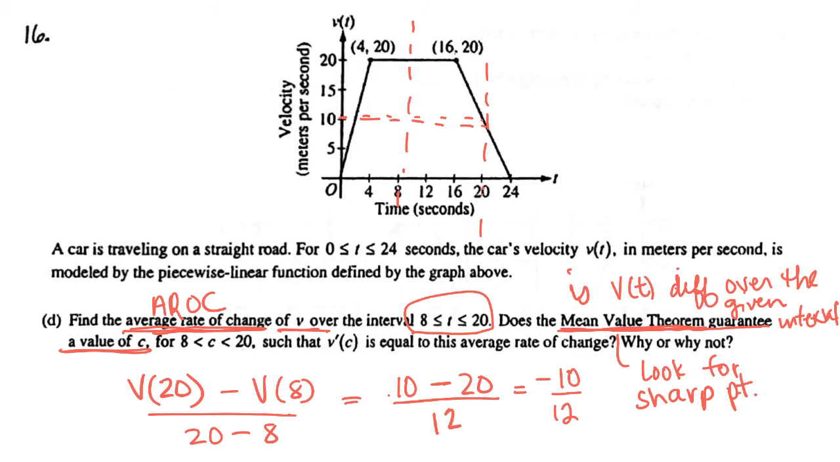then let's look at our graph. From 8 to 20, I've got a sharp point right here at 16. So if I have a sharp point, then the mean value theorem does not guarantee. So to answer that question, you would say no, because V prime at 16 does not exist, because again it has that sharp point there. And that would be it. That's all it needs you to say.